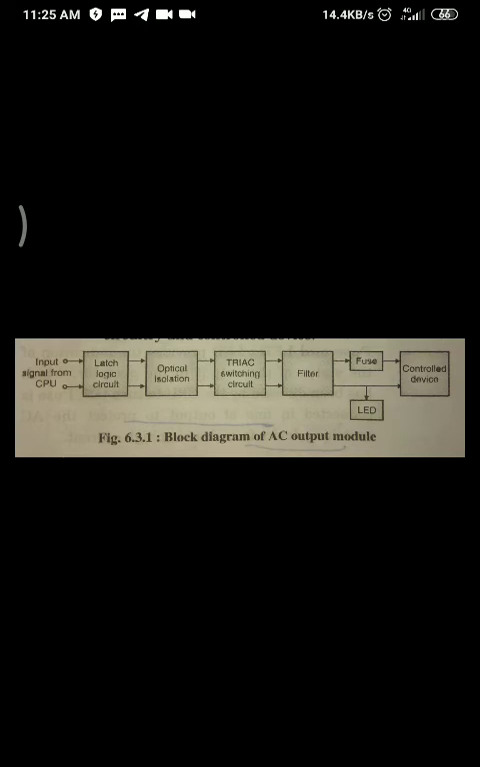Then the triac switching circuit is there. This switching circuit uses a triac as the switching device in the AC output module. Listen carefully. Only in the AC output module we are using a triac switch, okay, which is basically a solid state device. It is used to switch the AC high voltage and current for controlling the on or off state of the field hardware device. Obviously, you know that similar to a microcontroller, a PLC is also not capable of providing the high current which is required for the output device.